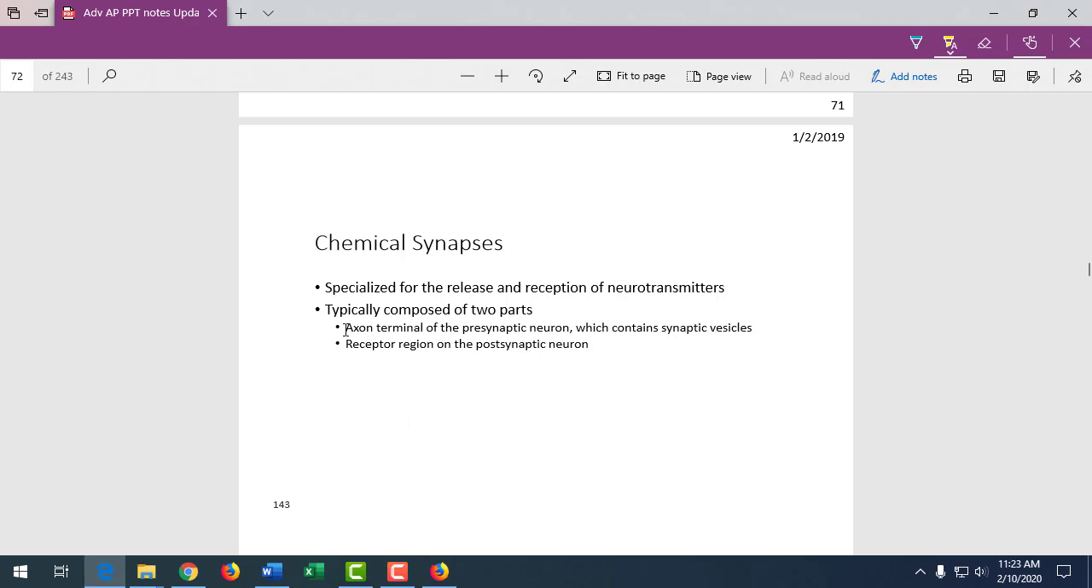So the axon terminal of the presynaptic neuron has synaptic vesicles with neurotransmitters in it. And then there's a receptor region on the postsynaptic neuron. And what did we say the types of channels those are? Yep, ligand-gated channels, because they're binding a neurotransmitter.